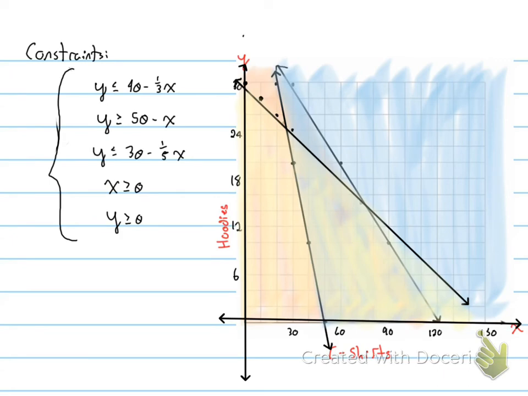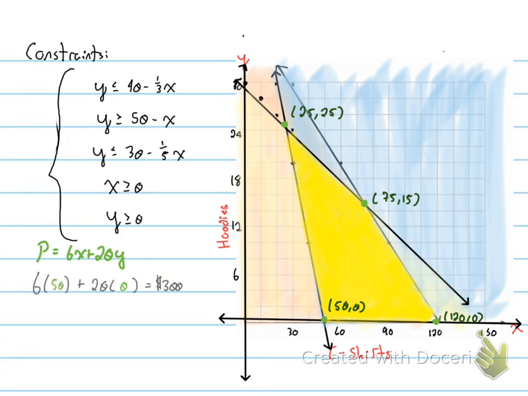And here I can see my final figure, which is my feasible region over here. And my vertices are where either the maximum or minimum will occur. So I have the vertices (25, 25), (75, 15), (120, 0), and (50, 0). What I'm going to do here is plug these into my profit equation and see what maximizes that profit. So I'm going to plug in each vertex.